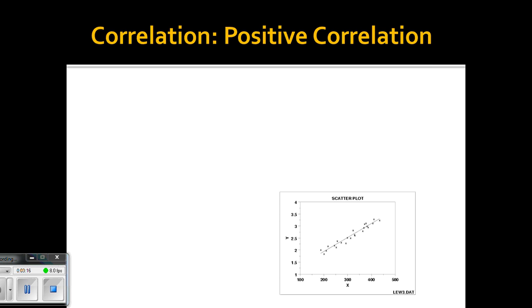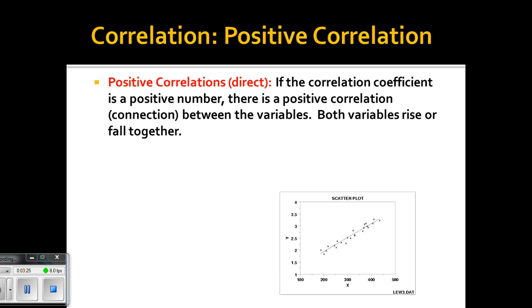All right. Make sure you understand positive correlation. Positive correlations are both going in the same direction. It doesn't matter if they're both rising or both falling. They're both going in the same direction. So it's also known as direct correlation. If the correlation coefficient is a positive number, there's a positive correlation between them. Both variables rise or fall together.